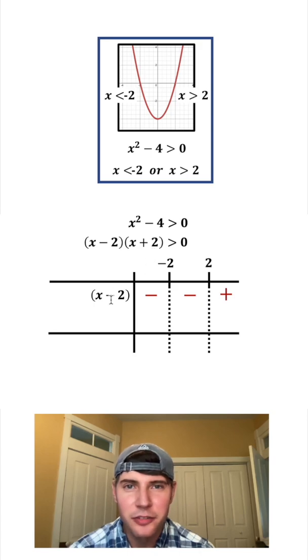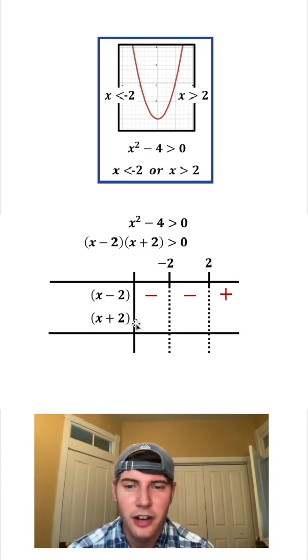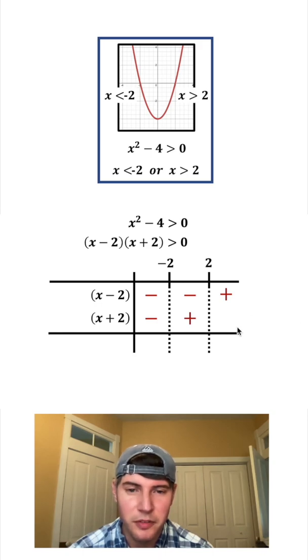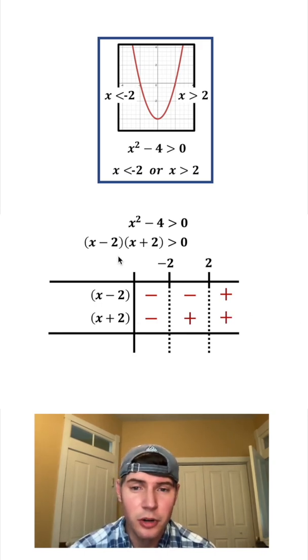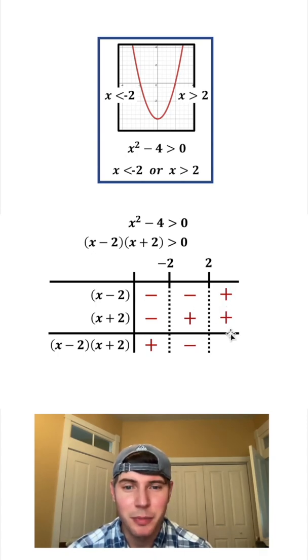Then we can look at the other factor, the x plus 2, and let's plug in something very negative for that, like negative 100. Well, negative 100 plus 2 is just negative. Now let's plug in 0. That gives us a positive, and let's plug in something very large, which is still positive. So now let's go to our original, the x minus 2 times x plus 2. Since it's the product of these two, it's going to be the product of these signs. So a negative times a negative is a positive. A negative times a positive is a negative, and a positive times a positive is a positive.